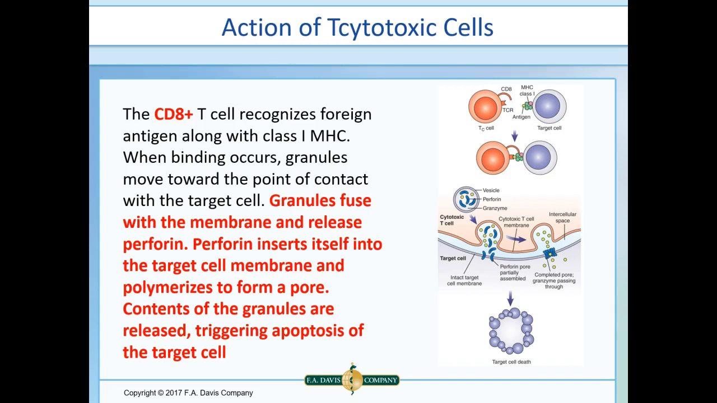The T cytotoxic cells, which are the CD8 T cells, recognize the foreign antigen along with the MHC class 1. When the binding occurs, the granules move towards the point of contact with the target cell. Those granules fuse with the membrane and release perforin. Perforin inserts itself into the target cell membrane and polymerizes to form a pore. Okay? The contents of the granules are released, triggering apoptosis of the target cell. Okay, so here's our perforin pore that we just mentioned.